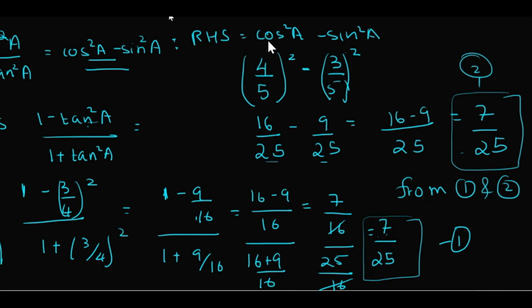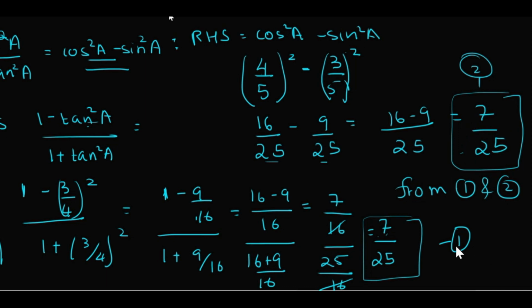Now in the RHS, that is cos square minus sine square. Cos of A was 4 by 5, so the whole square of that would be 4 by 5 the whole square, minus sine A, which is 3 by 5. You can refer to the diagram which we have taken down earlier. 4 by 5 whole square is 16 by 25. 3 by 5 whole square is 9 by 25. Since the denominators are the same, I can subtract the numerators: 16 minus 9 by 25, which is 7 by 25.